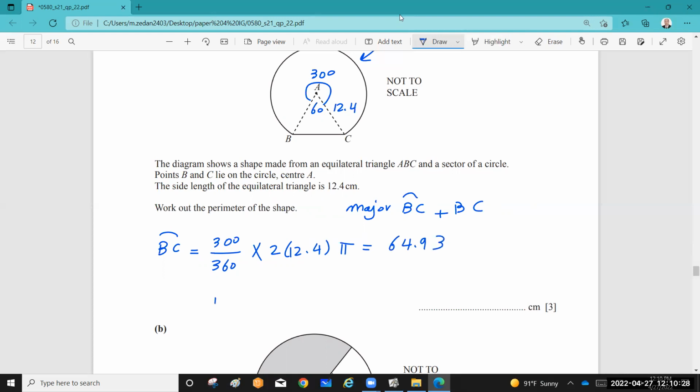So the perimeter simply is 64.93 plus this side BC, which is 12.4. The answer is 77.32.